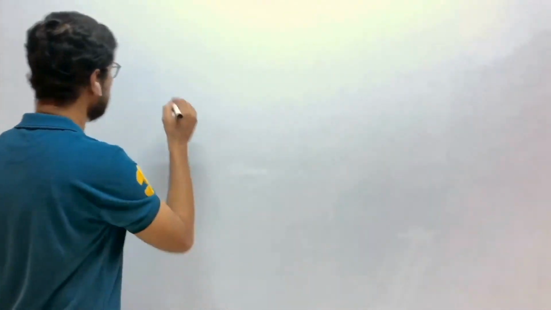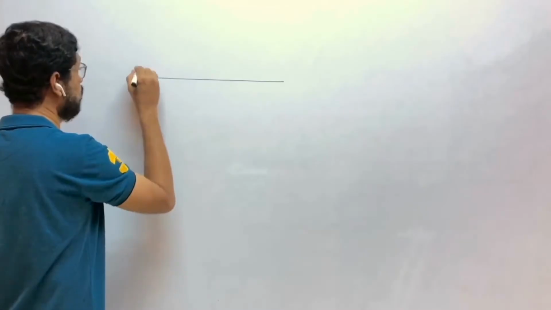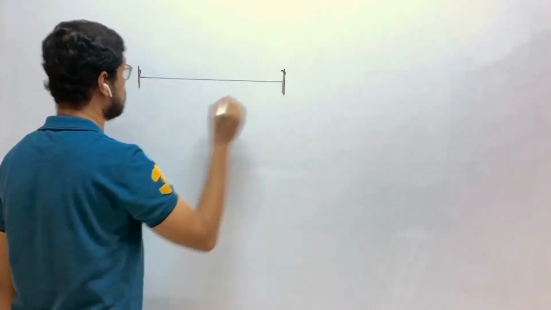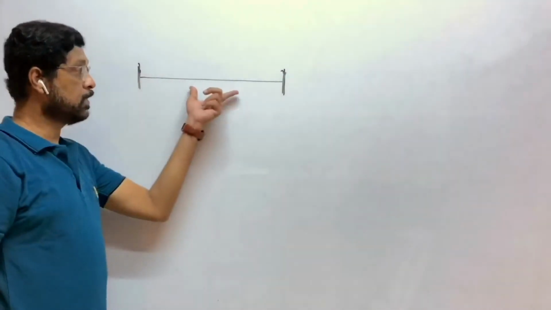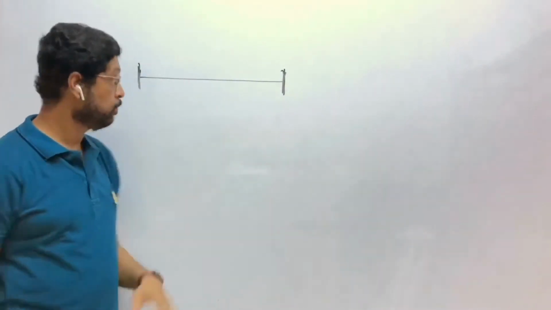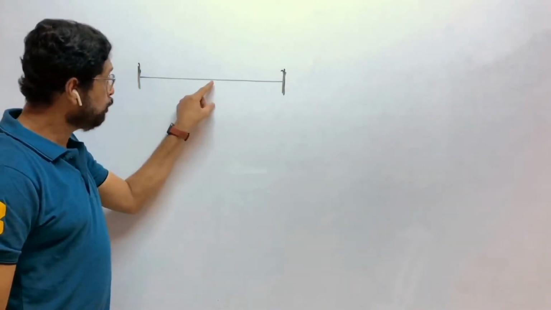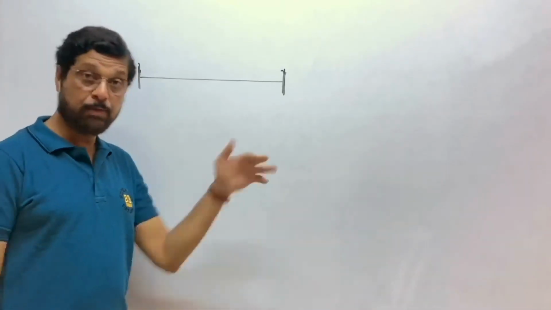Formation of stationary waves can be very well demonstrated in case of vibration of a string. Suppose you take a string and stretch it between two rigid supports. This is a string which is stretched, under tension, between two rigid supports. If you pluck the string anywhere, कहीं पर भी उसको pluck करो, what will happen?